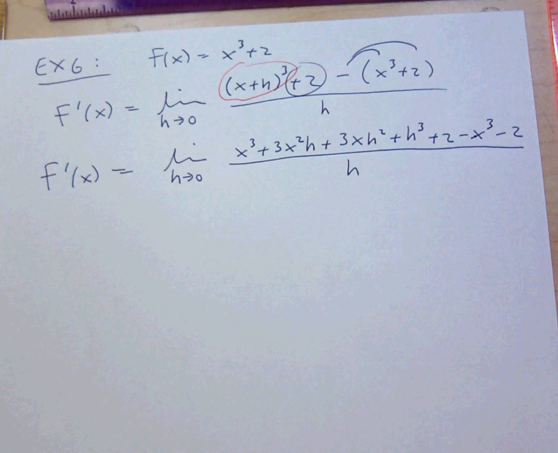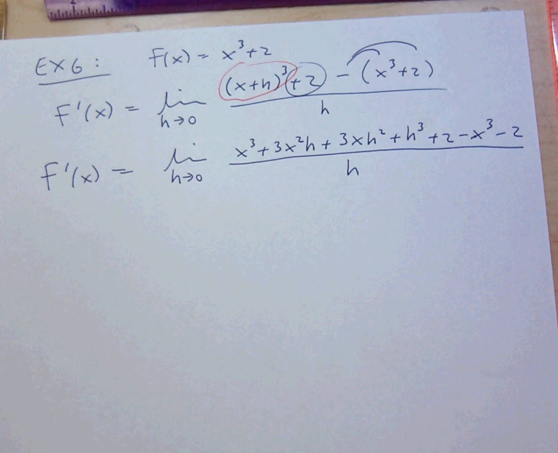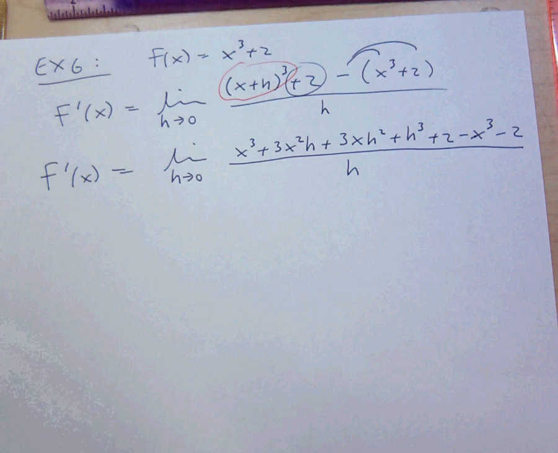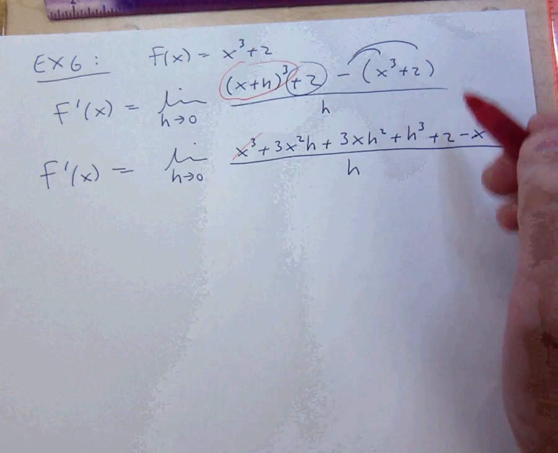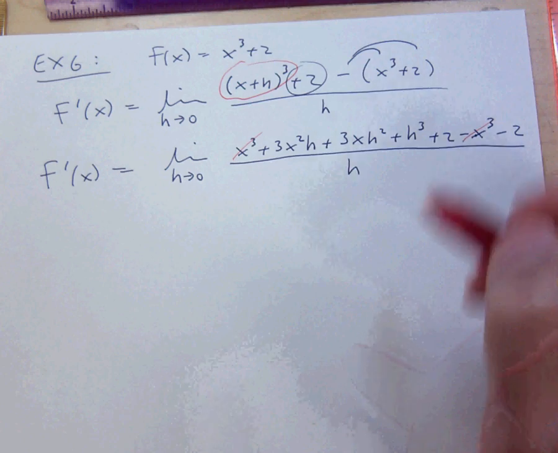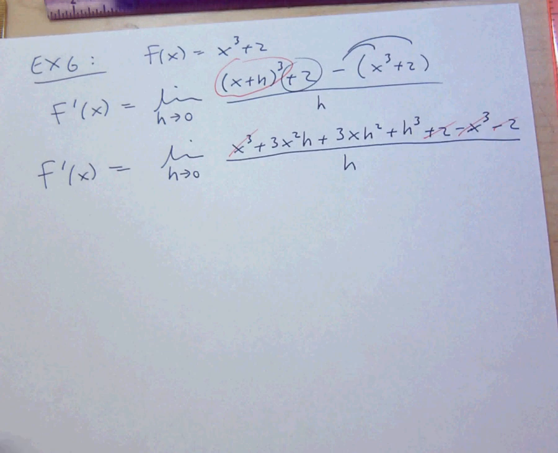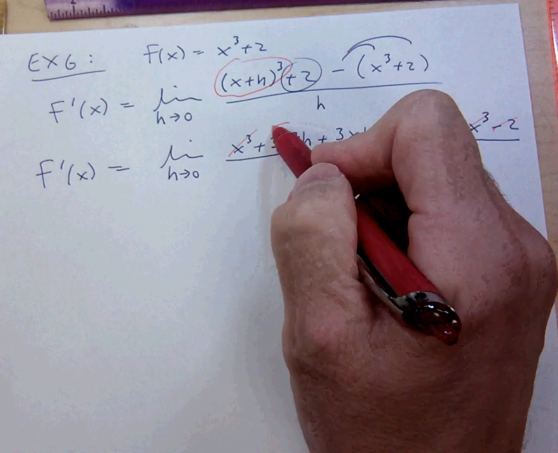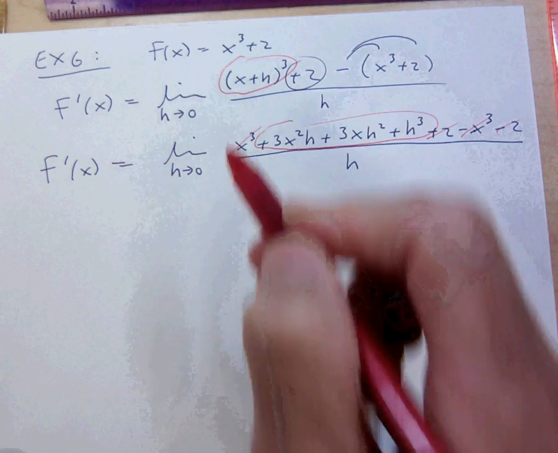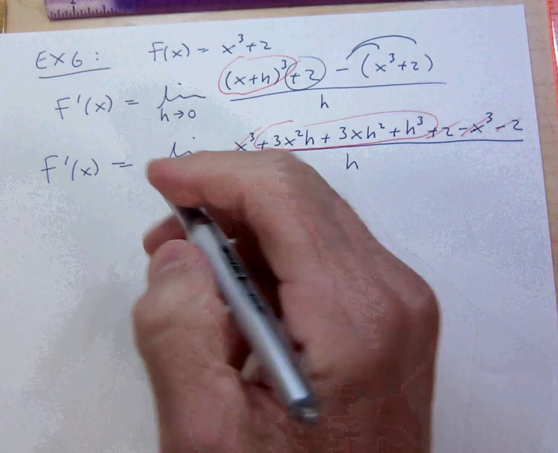Okay. All right. Does anything cancel out now? Yeah, a whole bunch of stuff, right? What cancels out? The x cubes add up to 0. They're gone. The 2's add up to 0. Those are gone. And then, at that point, what can I pull out of those 3 terms? I can pull out an h. So let's do that and see what happens.